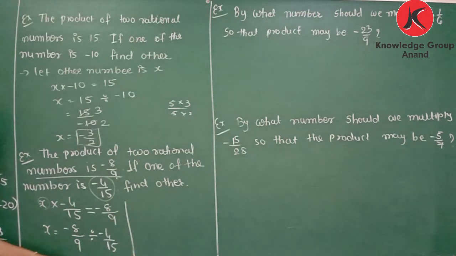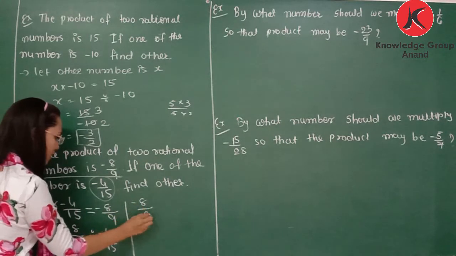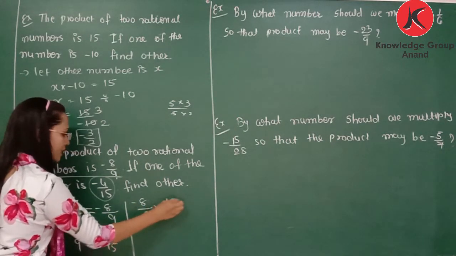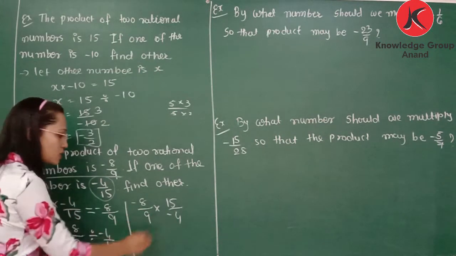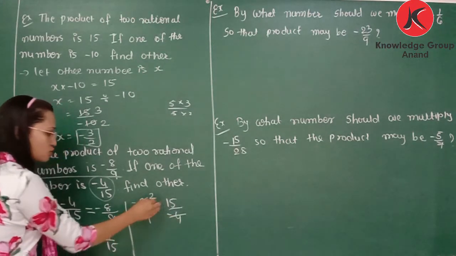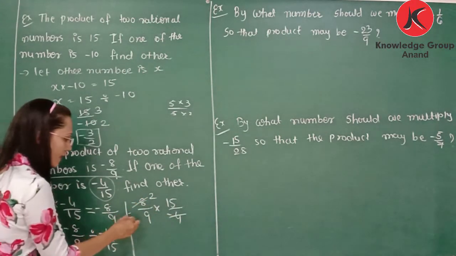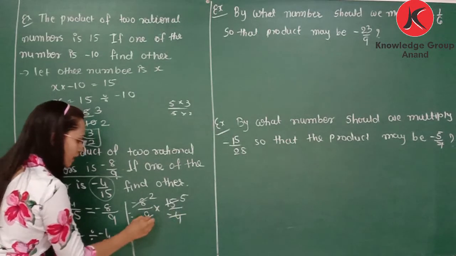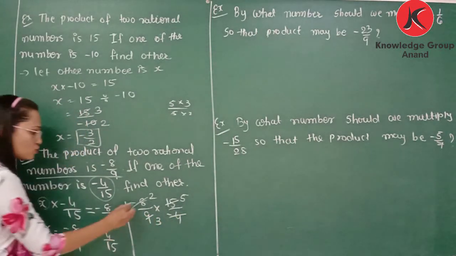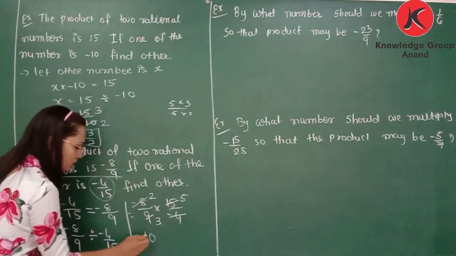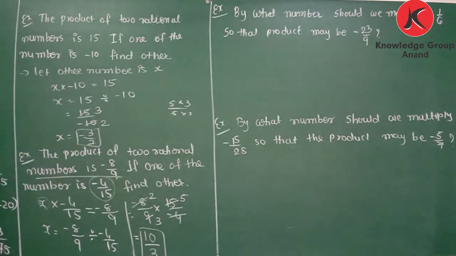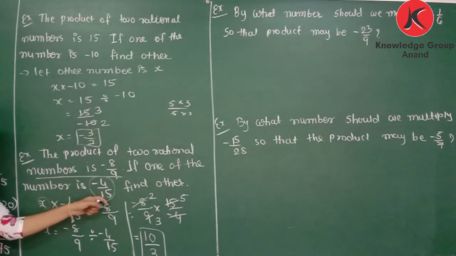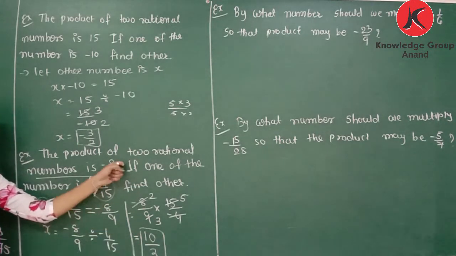Now we need to perform the division. It is converted into multiplication by writing the reciprocal of minus 4 by 15, which is 15 by minus 4. Now you can cancel out this 2. Now 5 threes are 15 and 3 threes are 9. So 2 fives are 10 divided by 3. That is the answer.